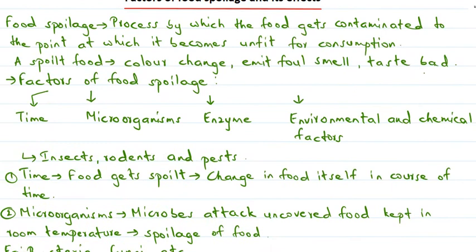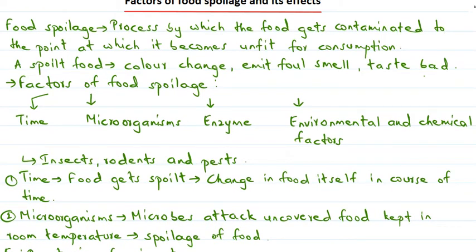So we saw what food spoilage was. We defined food spoilage as a process by which the food gets contaminated. How much contaminated? To such a point that the food becomes unfit for consumption. Now spoiled food can be recognized by the change in its color. If the food emits a foul smell and it tastes bad, then we can say that the food is spoiled.